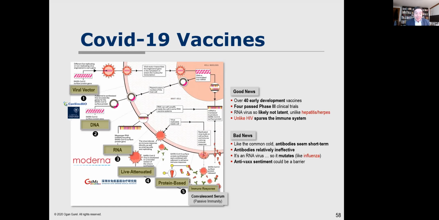The other problem is the fact that it's an RNA virus. In the mini medical school, we go over this in more detail in the biochemistry, so it will be very clear as opposed to simply me telling you. But RNA viruses mutate, whereas DNA viruses are more stable. So that mutation means that the vaccine may have to change, like the influenza vaccine changes every year because influenza is also an RNA virus. It also mutates. Other bad news is that the anti-vax sentiment and so forth, the social context, could be a barrier.